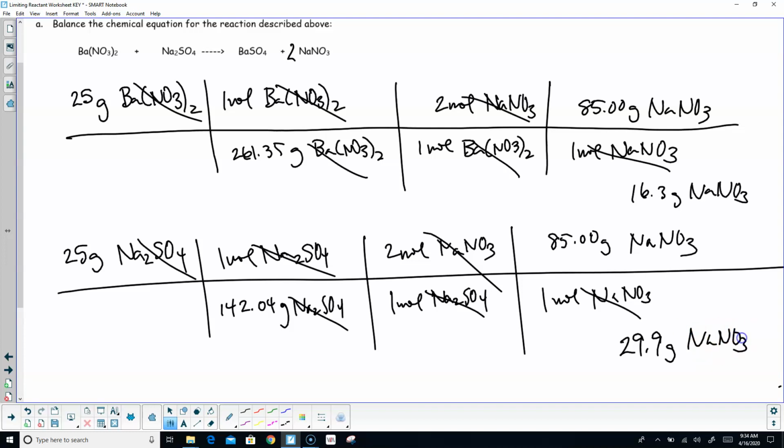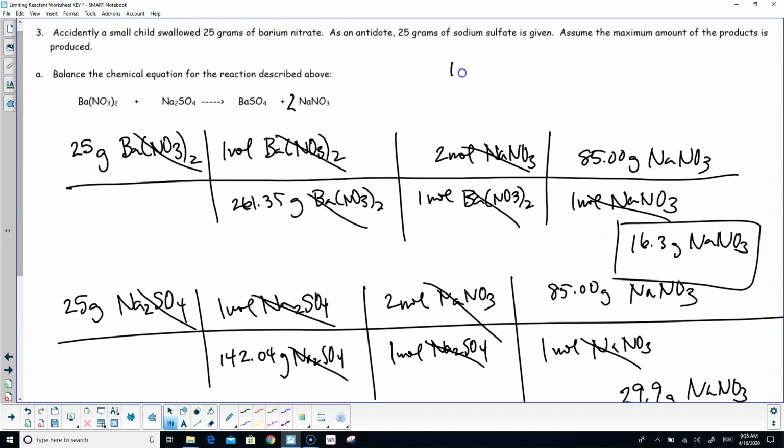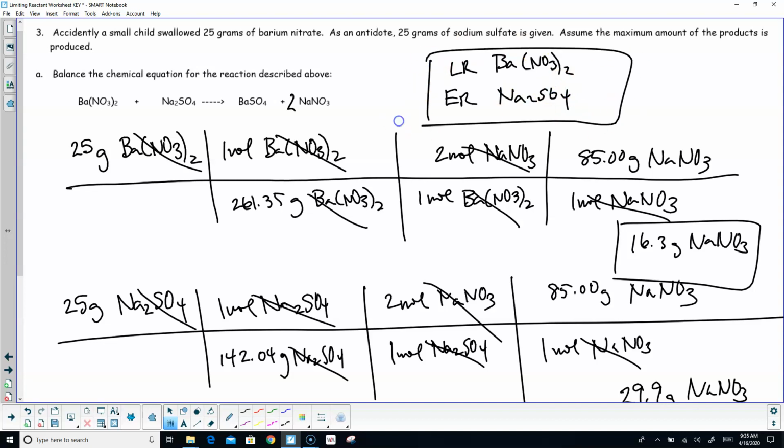So how many can you produce? The smaller amount, the 16.3. So my limiting reactant is going to be barium nitrate, the thing that runs out first. And then the thing that is in excess is the sodium sulfate. So there's parts A and B.